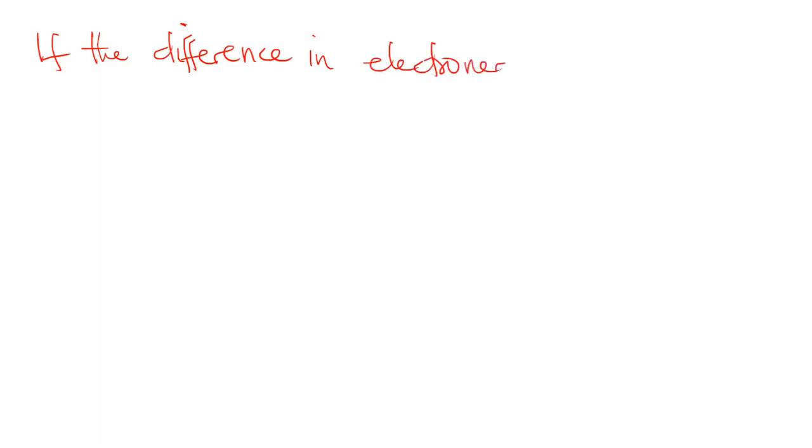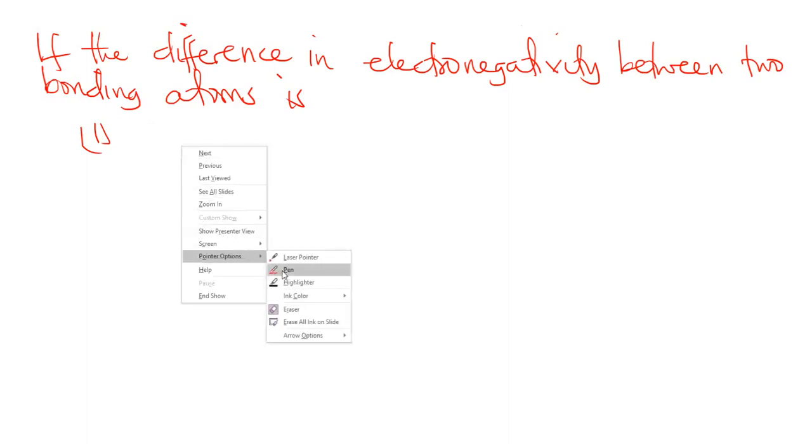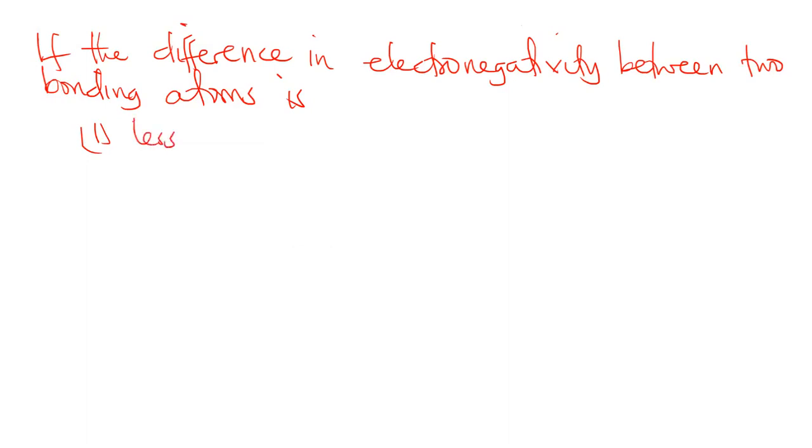So let me just give you an idea. If the difference in electronegativity between two bonding atoms is less than 0.5, the bond that is formed is a pure covalent bond.